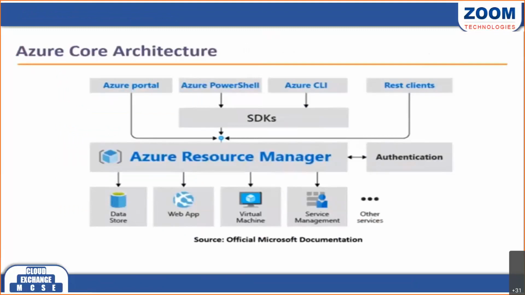In this Azure architecture, the first layer is your portal page. Azure portal is there, Azure PowerShell is there, CLI is there, REST client is also there. Then we have Azure Resource Manager. Then we have resources. Resources means services. We have services here.